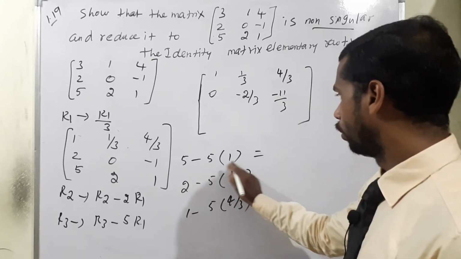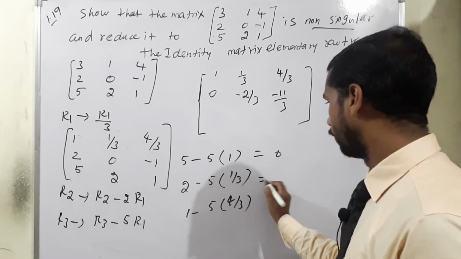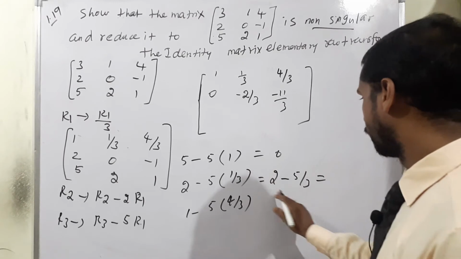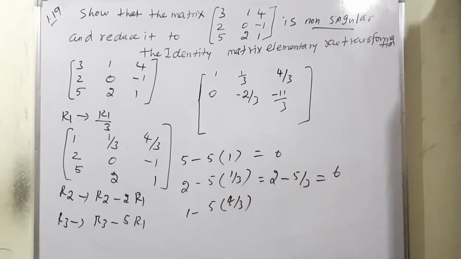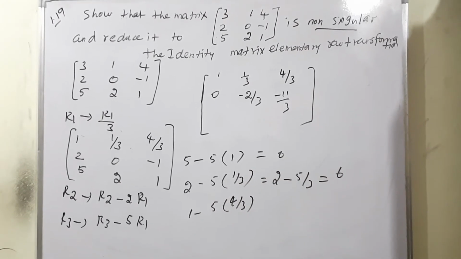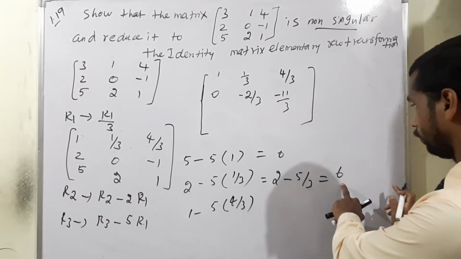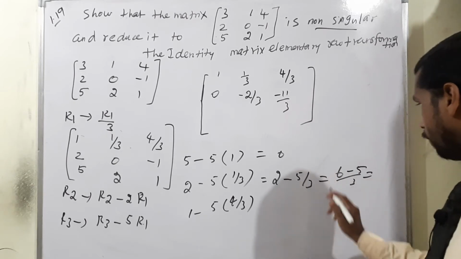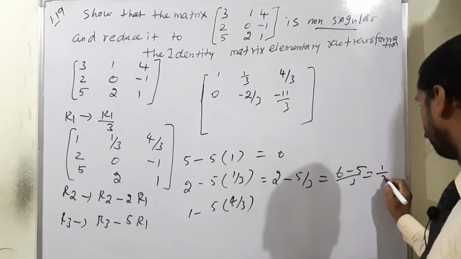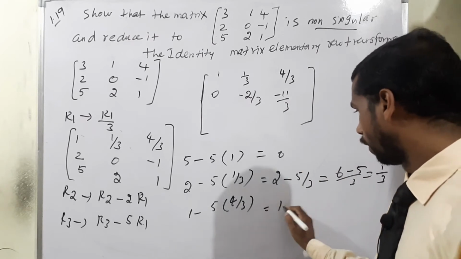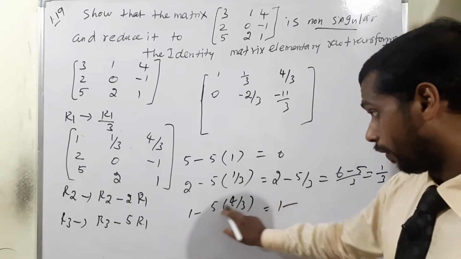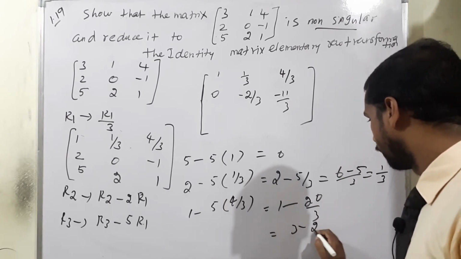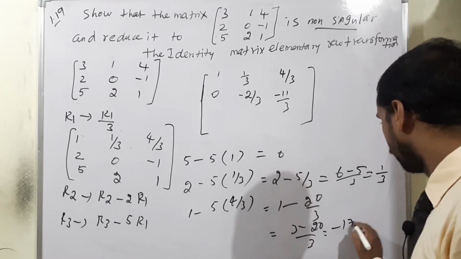Now 5 into 1, 5. 5 minus 5 is equal to, value will be 0. Next one, 2 minus 5 by 3, isn't it? So 2 minus 5 by 3 means 2 3s are 6. So 6 minus 5 by 3 means value will be 1 by 3. Next one 1 minus, 5 4s are 20, isn't it? So 20 by 3. Now 1 3s are 3, 3 minus 20 by 3, value will be minus 17 by 3.